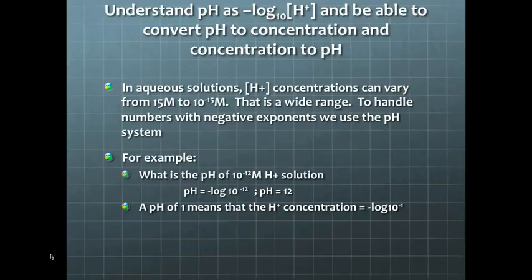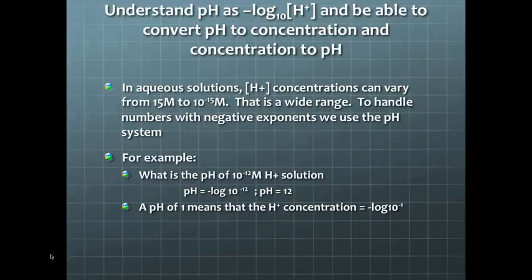Understand pH as negative log 10 of the hydrogen ion concentration and be able to convert pH to concentration and the reverse. In aqueous solutions, hydrogen ion concentrations can vary from 15 molar to 10 to the minus 15 molar. That's a very wide range. To handle numbers with negative exponents, it was decided to use the pH system. The pH system is using logarithms.